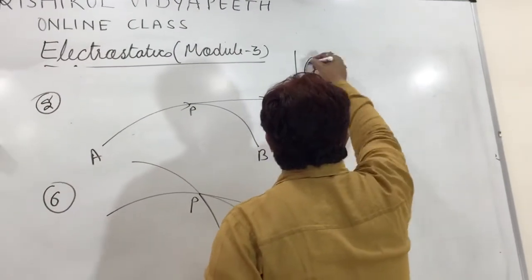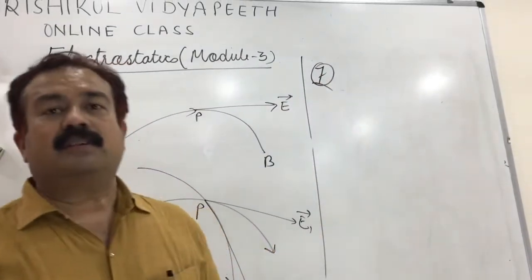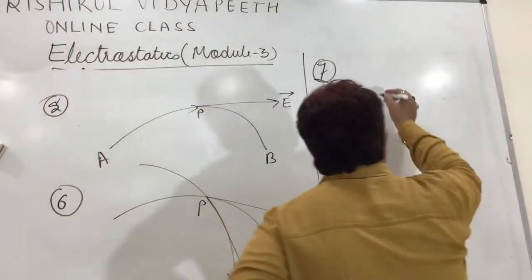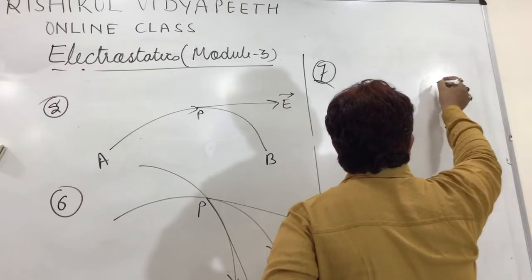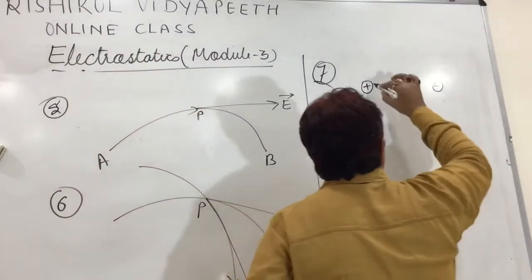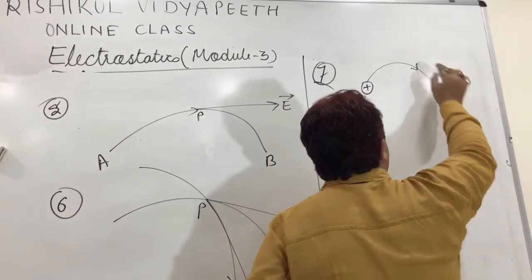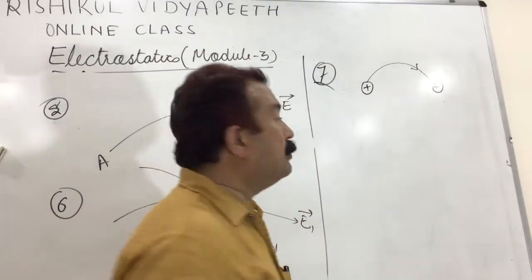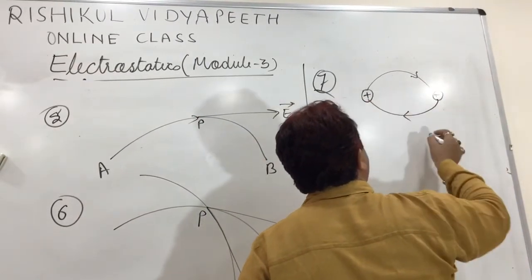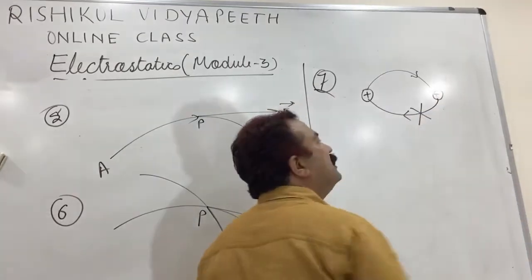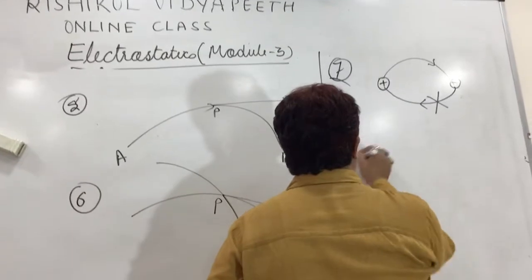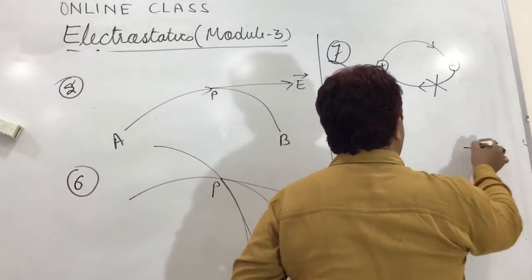Next is, electric lines of force never form closed loops, because if they form closed loops, then we all know that electric lines of force start from positive and they end at negative. But if they have to form closed loops, then they have to start from negative and end at positive, which is impossible. It is impossible.